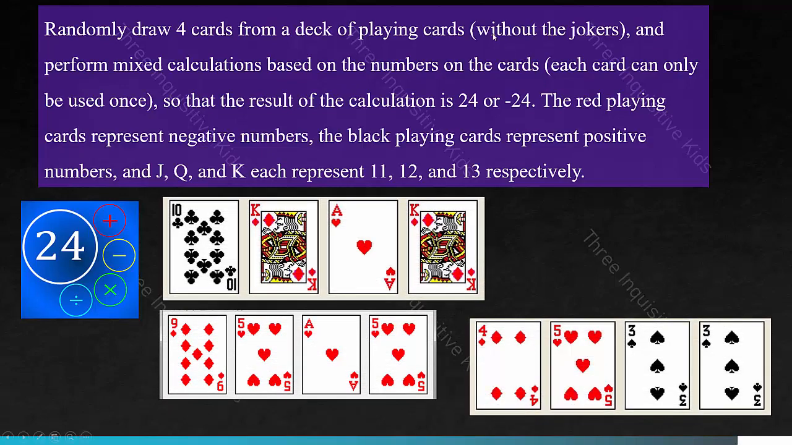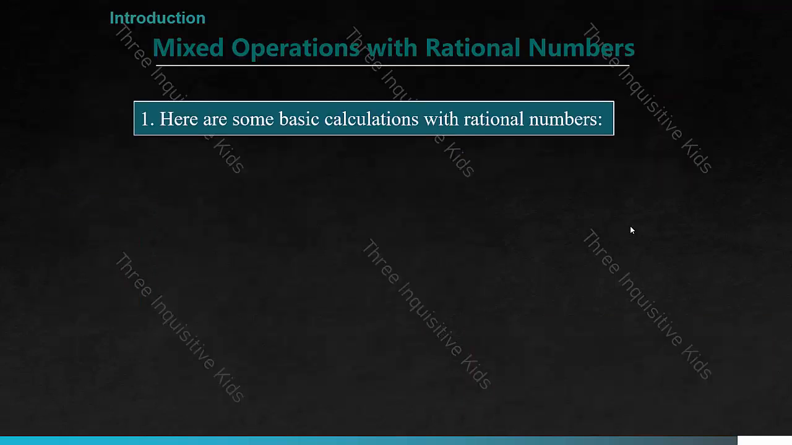You can see here that we have 3, 4, 5, 9, 5, A5, 10K, AK. If you have a deck of playing cards nearby, you can quickly take them and randomly select 4 cards to do some math. Here are some basic calculations with rational numbers.